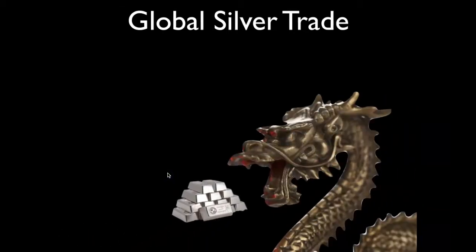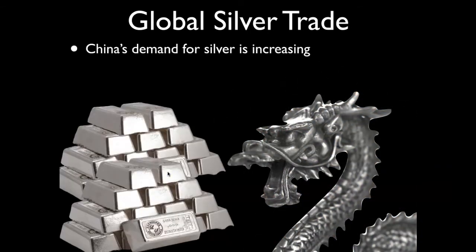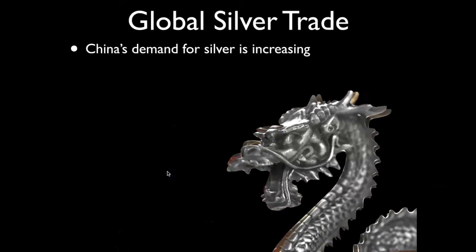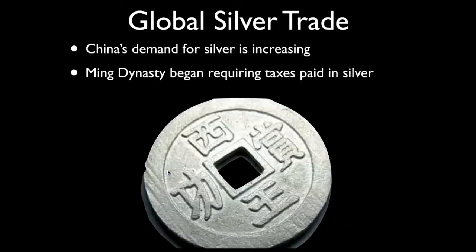So there was increased demand, especially in China, for silver. You can kind of think of China as being like this giant vacuum cleaner, and it's just sucking up silver as quickly as they possibly can. Now, one of the reasons for this was in the Ming Dynasty in the 1600s. They changed from requiring taxes, which used to be paid in kind, which would be goods like, for instance, rice, to now requiring all taxes to be paid in silver.